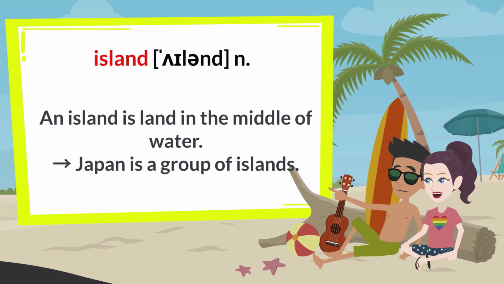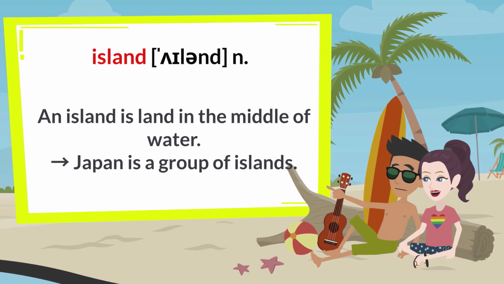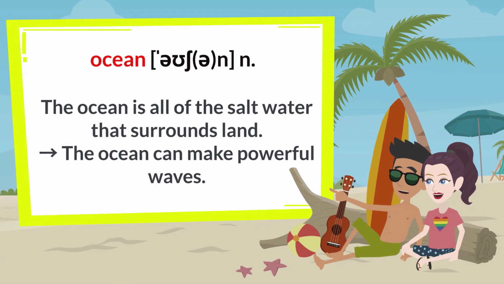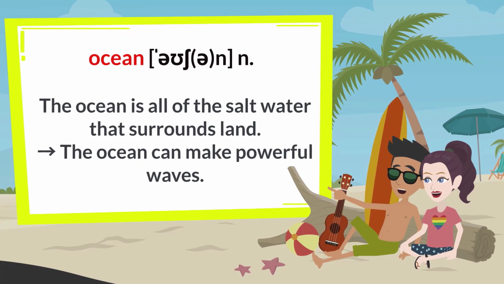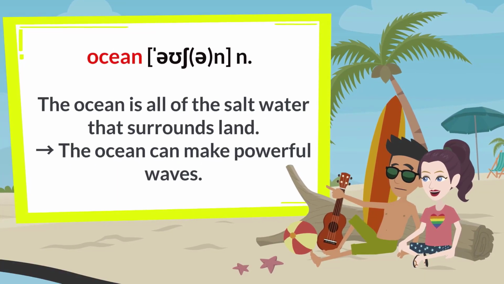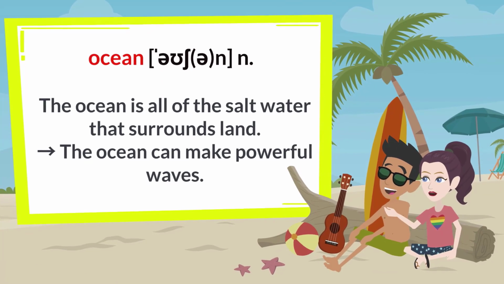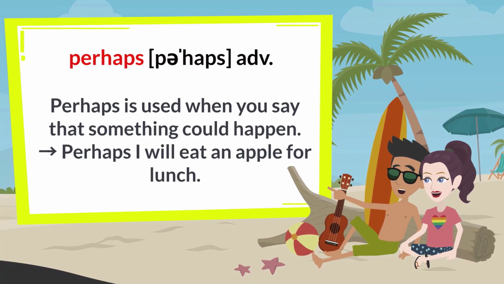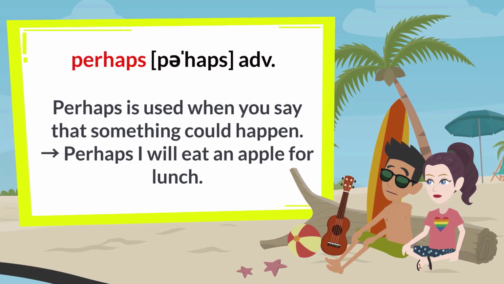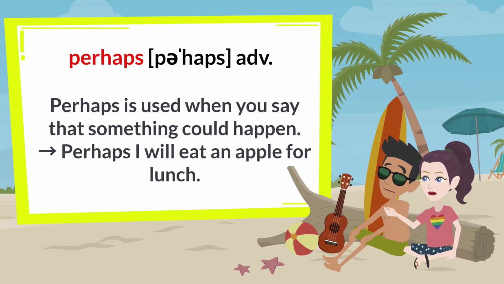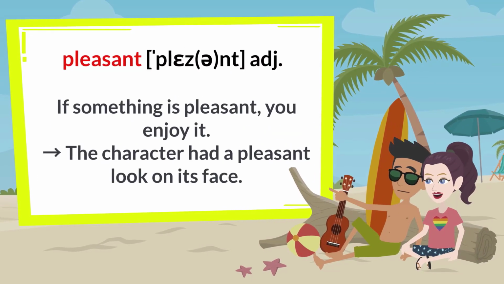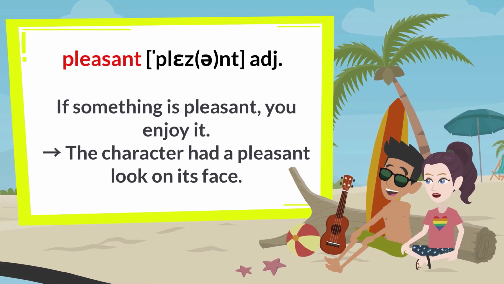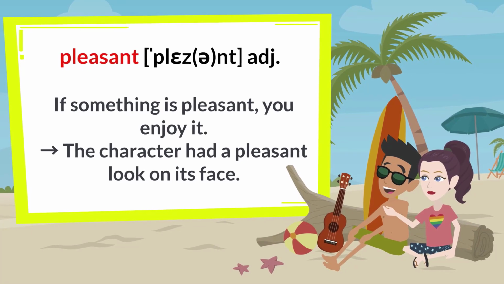Island. An island is land in the middle of water. Japan is a group of islands. Ocean. The ocean is all of the salt water that surrounds land. The ocean can make powerful waves. Perhaps. Perhaps is used when you say that something could happen. Perhaps I will eat an apple for lunch. Pleasant. If something is pleasant, you enjoy it. The character had a pleasant look on its face.